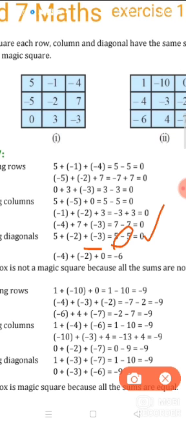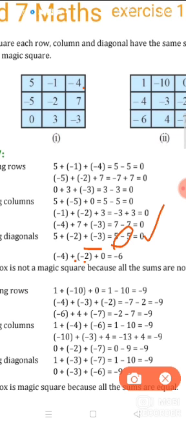Now we are going to do the addition of the other diagonal, which is given as negative 4 plus (negative 2) plus 0. So plus minus is minus. And minus minus becomes a plus.